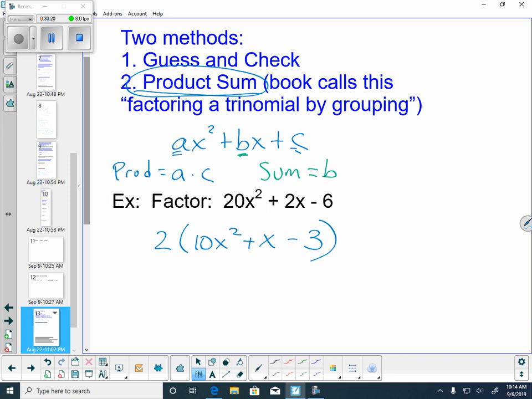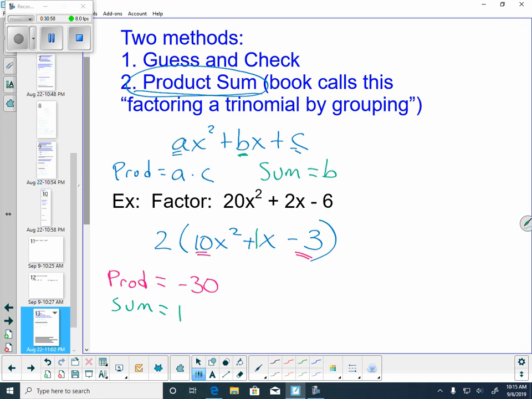If we want the product and the sum, the product is going to be what? I need my A times my C. Negative 30. I'm just multiplying the coefficients, including the signs. And then my sum is going to be 1, because that's my coefficient on the x. So I'm looking for two numbers that multiply together to give me negative 30 and add up to 1.